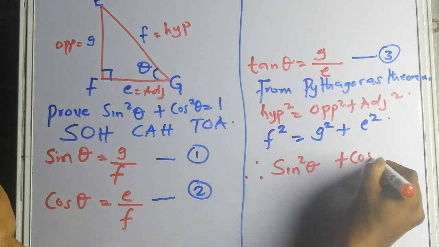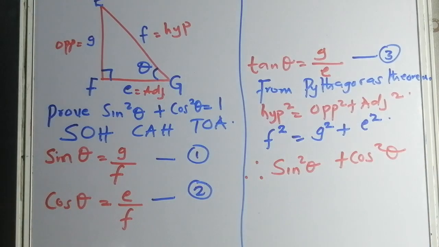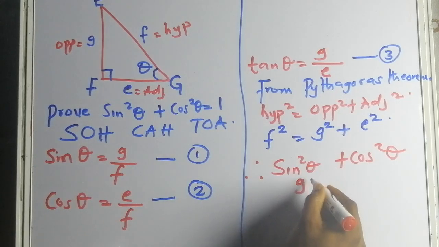Then that's cos square theta. We want to prove that it equals 1. So what we need to do here is just substitute the values we got, that's 1 and 2. Replace them here. Do you understand now?